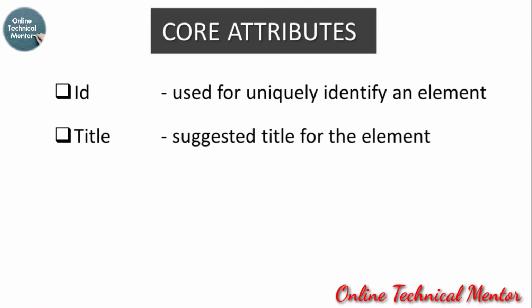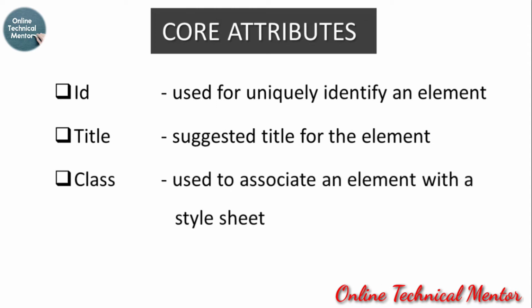Next, title. It gives you a suggested title for that element. So when you put your mouse on that element, it will show you a suggestion. Next, class. This is used to associate an element with a style sheet. This class attribute will be discussed in my later videos. During cascading style sheet, or in short CSS, this class attribute is required.